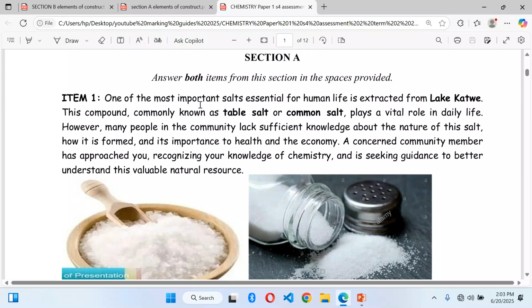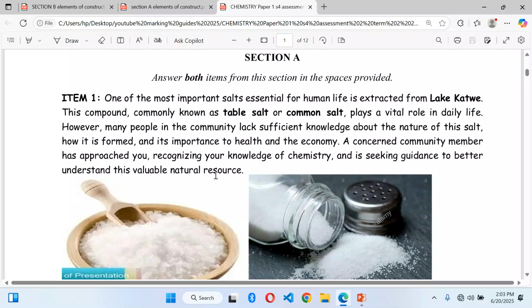Saying one of the most important salts essential for human life is extracted from Lake Twe. This compound, commonly known as table salt or common salt, plays a pivotal role in daily life. However, many people in the community lack sufficient knowledge about the nature of this salt, how it is formed, and its importance to health and the economy.